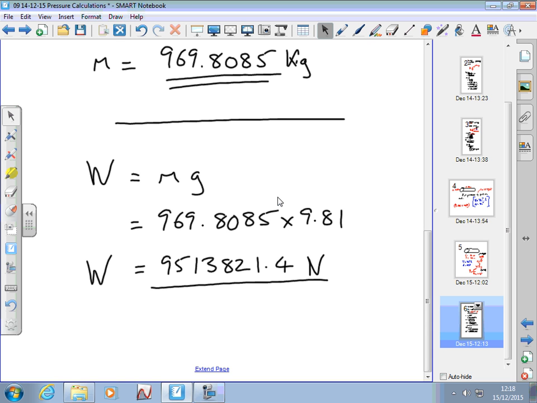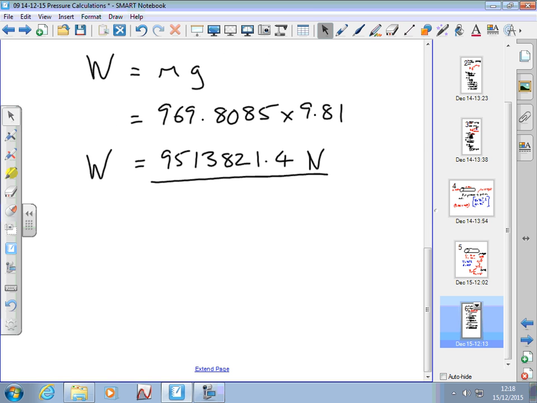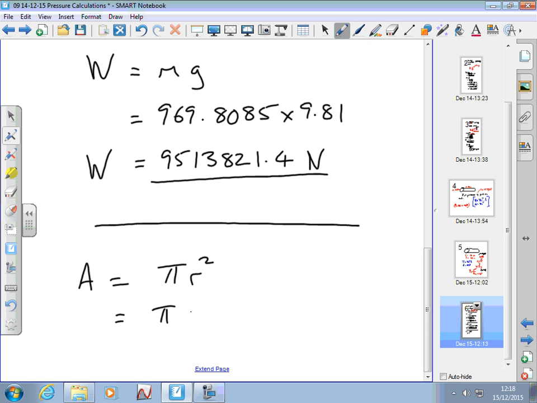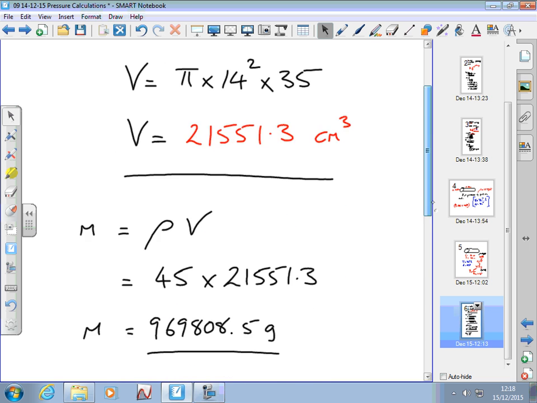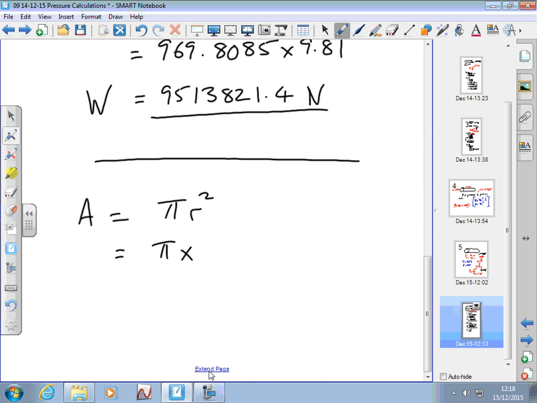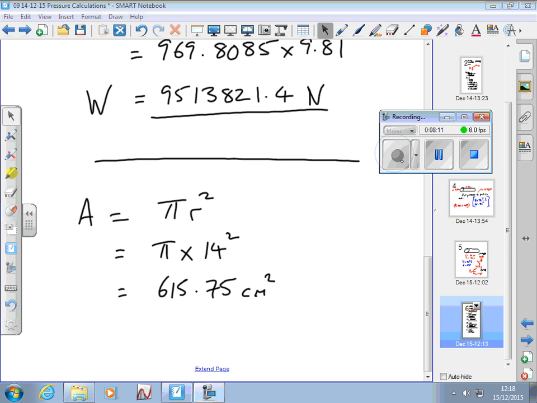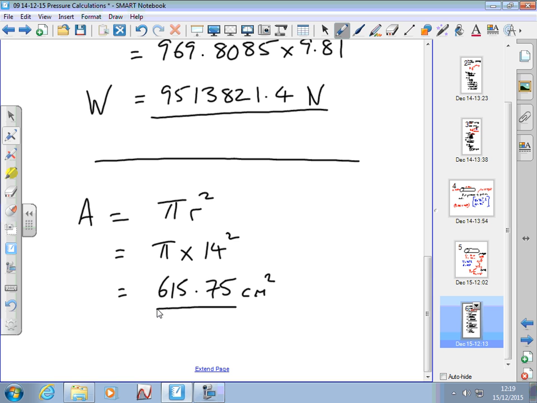Notice I've held on to quite a lot of accuracy. Again, I'm going to round at the end. So now I want to work out the area. So the area is pi r squared, which is pi times the radius, which was 14 squared, which turns out to be 615.75 centimetres squared. So now I know the force, which is the weight, and the area.